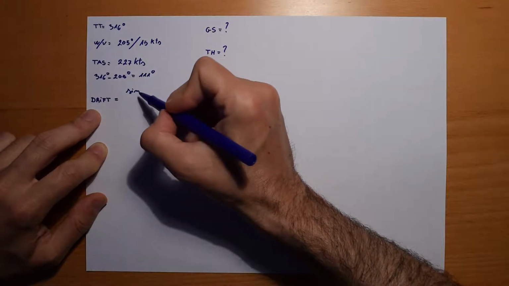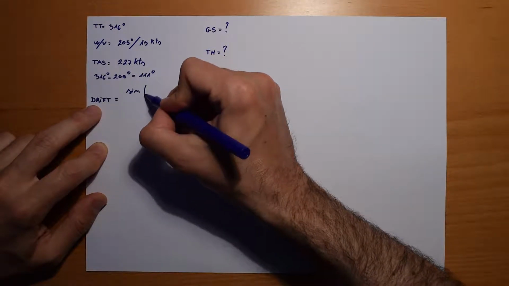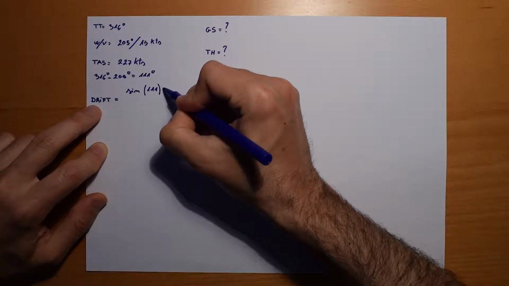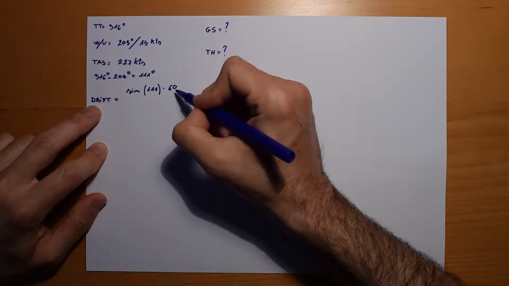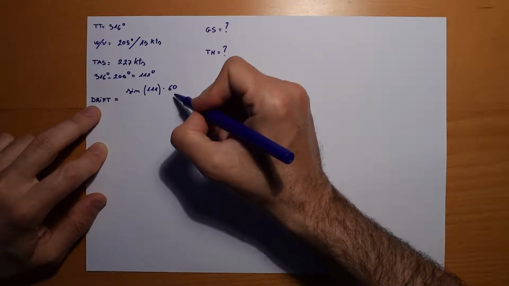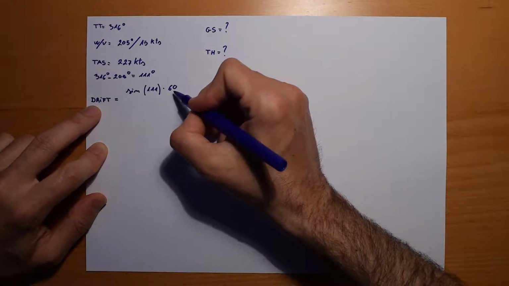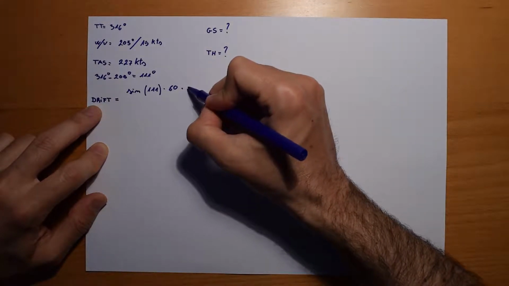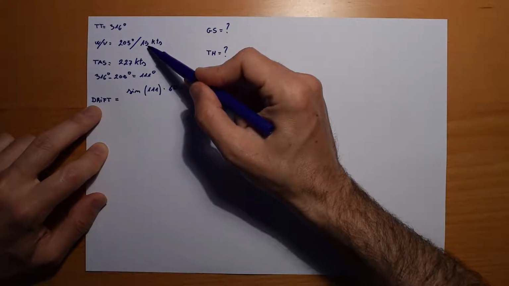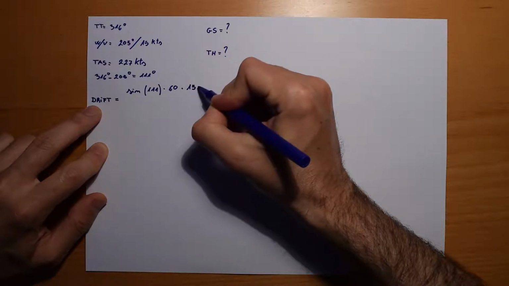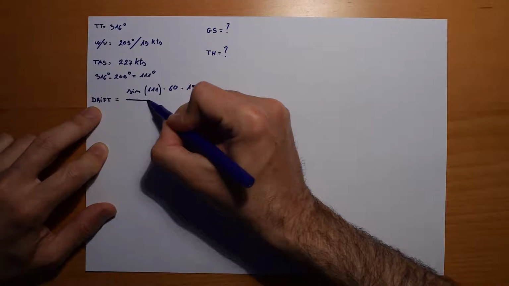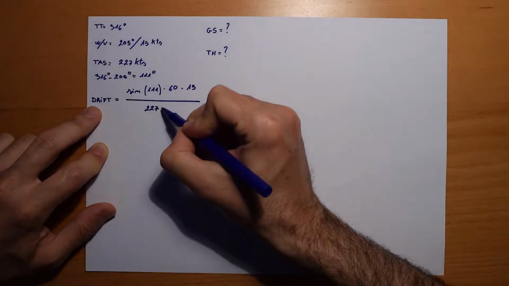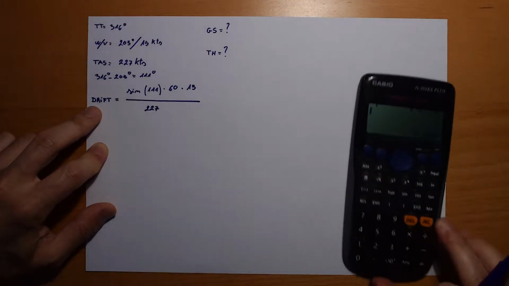Okay, so to get the drift we have sine of 111, then we have to multiply it by 60. 60 is a fixed value, so in this kind of formula it is always the same value. Then we have to multiply it by the intensity of our wind, that, as we said, is 50 knots. At the bottom of our fraction we have the true airspeed, that is 227 knots. Let's see what comes out.